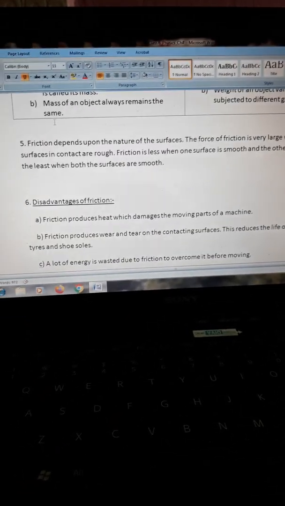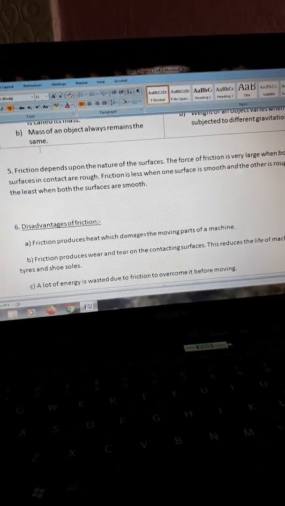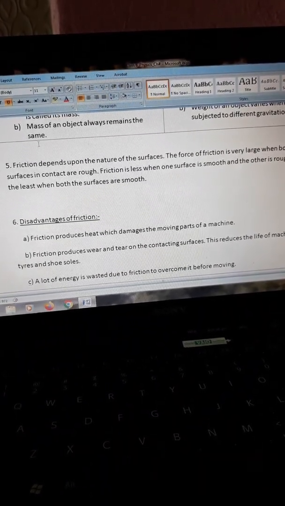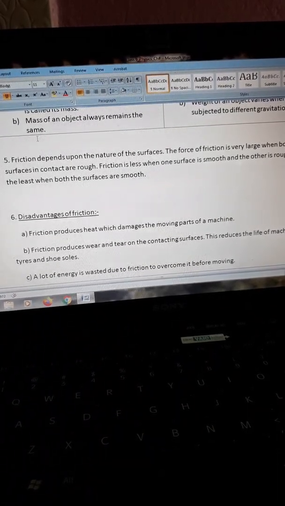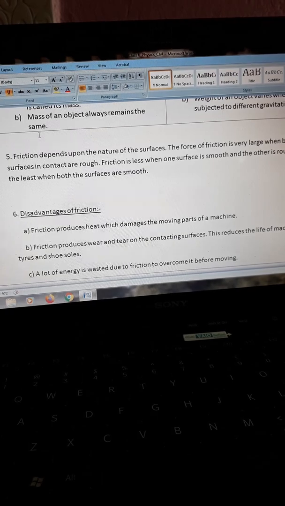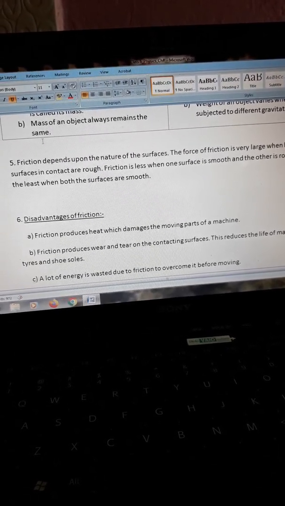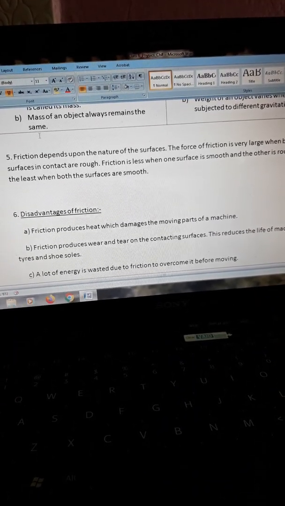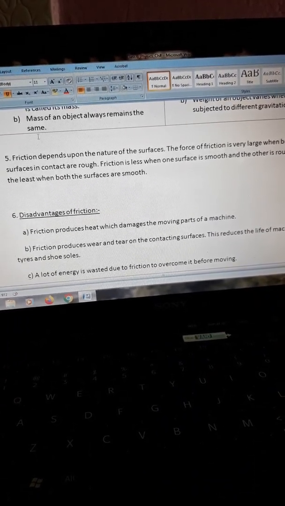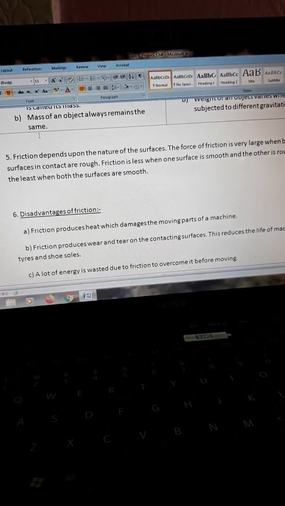I have written 3 disadvantages here, but it is not mentioned that there are only 3. So if you know more than 3, you can write them down. Also, one thing I missed here is the example. So please do it yourself. Explain with examples: give the example and explain it. These disadvantages of friction you can do yourself.